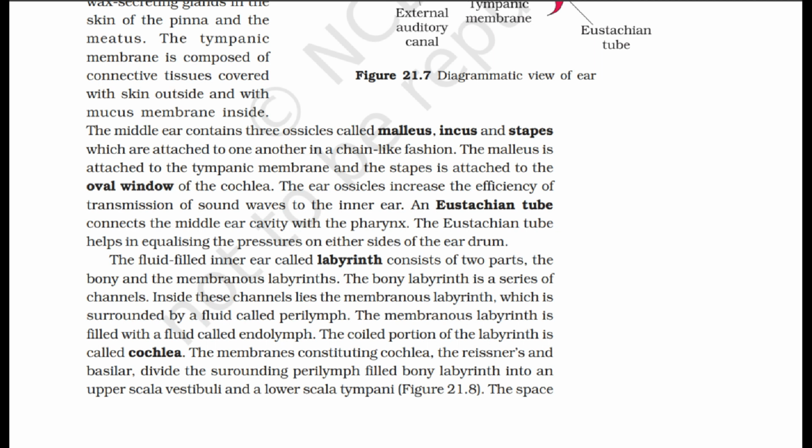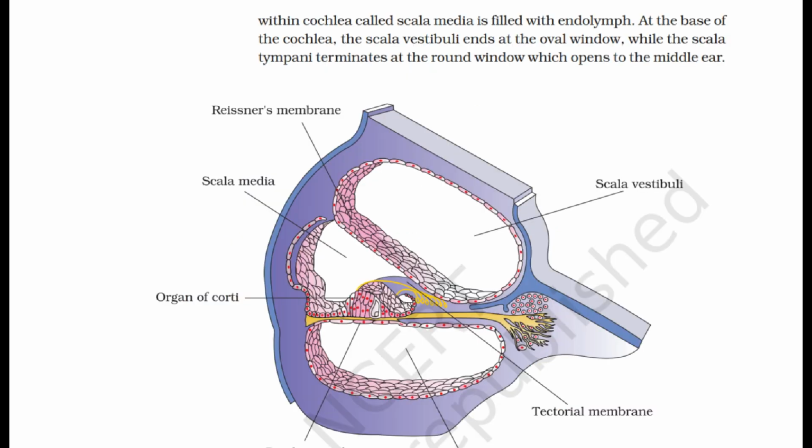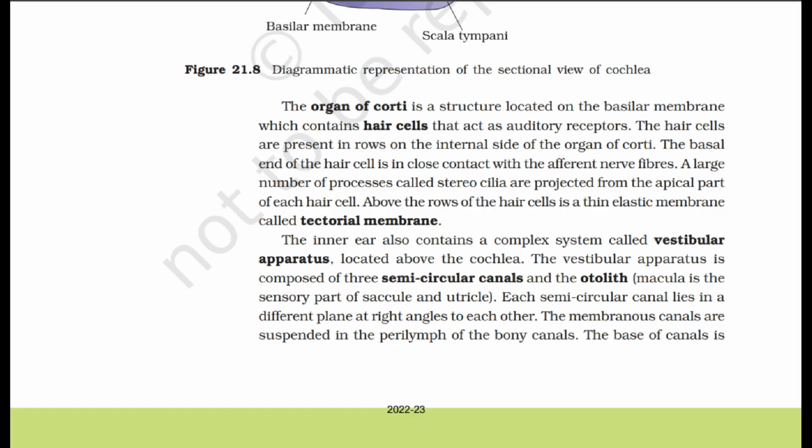The coiled portion of the labyrinth is called the cochlea. The membranes constituting the cochlea, the Reissner's and basilar, divide the surrounding perilymph-filled bony labyrinth into an upper scala vestibuli and a lower scala tympani. The space within the cochlea, called the scala media, is filled with endolymph. At the base of the cochlea, the scala vestibuli ends at the oval window, while the scala tympani terminates at the round window, which opens to the middle ear. The organ of Corti is a structure located on the basilar membrane which contains hair cells that act as auditory receptors. The hair cells are present in rows on the internal side of the organ of Corti.